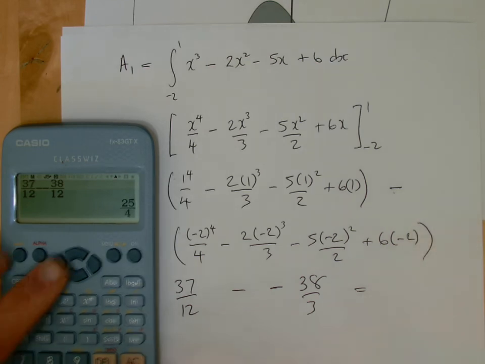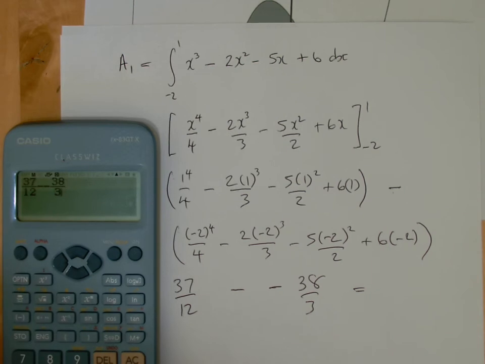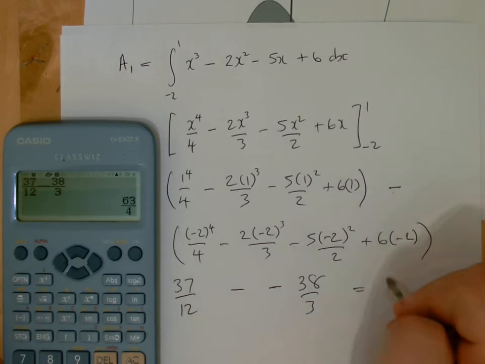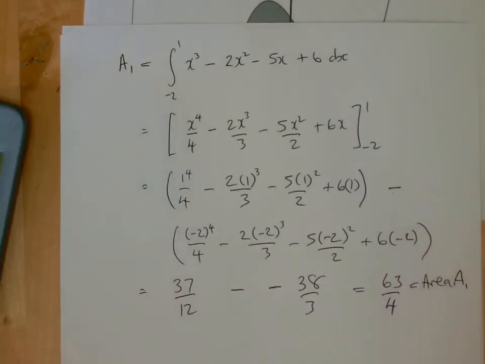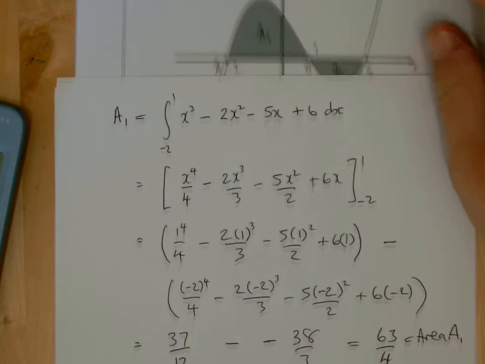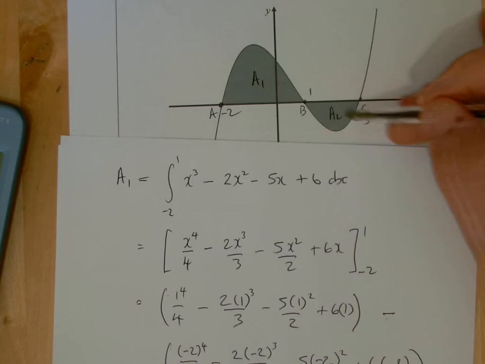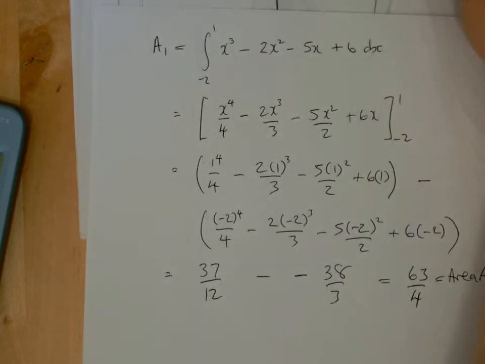Have I typed that in? No, I've made a mistake there, haven't I? So I need to put 3 down the bottom. Okay, 63 over 4. So that's the area of A1, and we expected that to be positive, didn't we? Because it's a positive region there. But when I work out area A2 now, it's going to be negative, isn't it? Because it's negative y values. We're going to expect it to be negative.